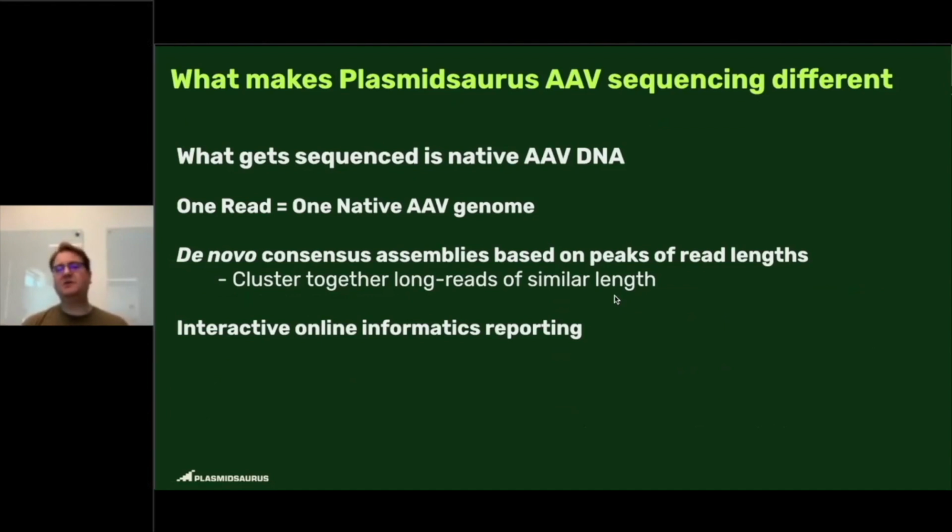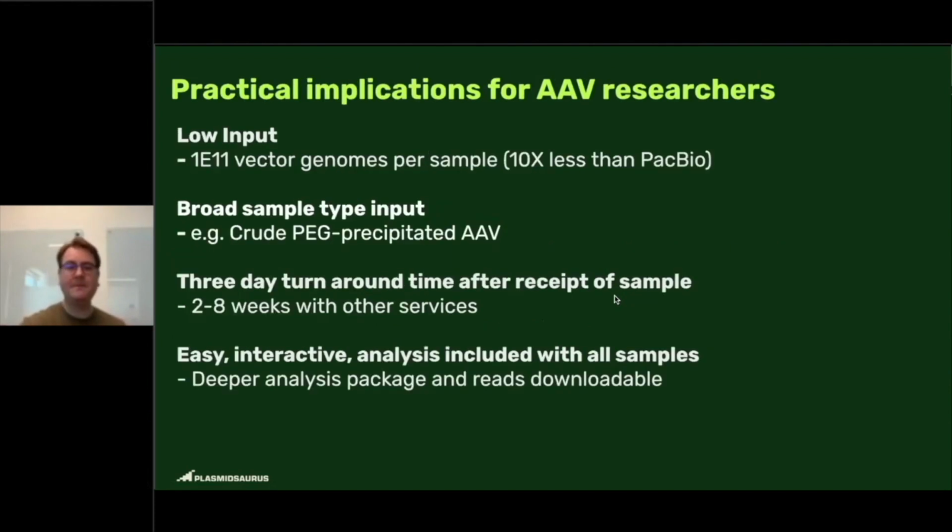And we combine this with de novo consensus assemblies based upon peaks of read lengths. So we look through the output of the Oxford Nanopore sequencing and try and take advantage of the long read nature of this sequencing, take reads of about the same length, compile them together into a consensus sequence, so essentially stack them on top of one another, and generate de novo genomes. This is distinctly different than most other services that just do match to reference. And we provide this in an interactive online informatics reporting portal.